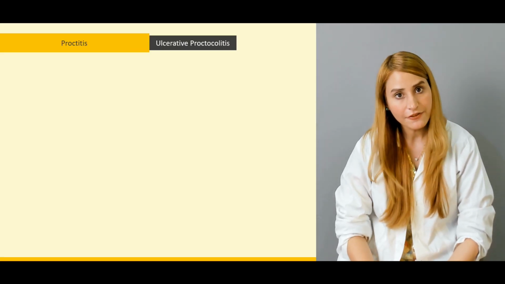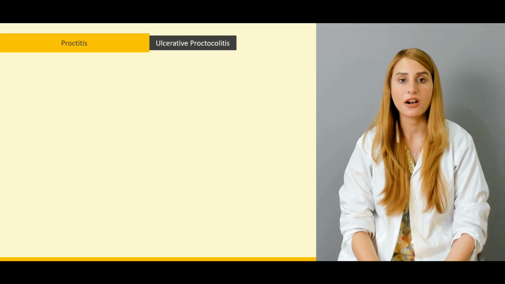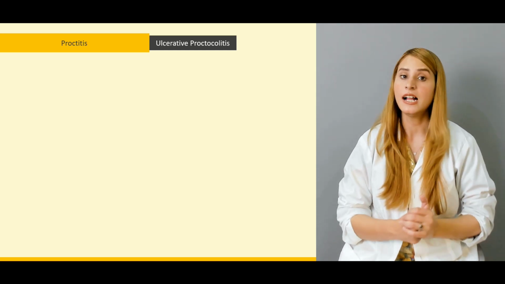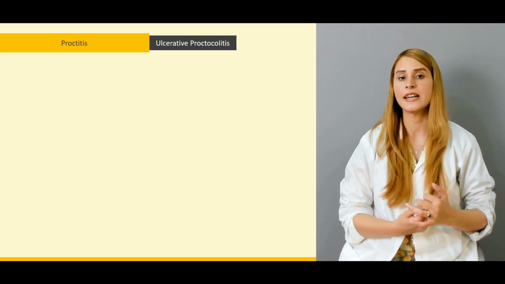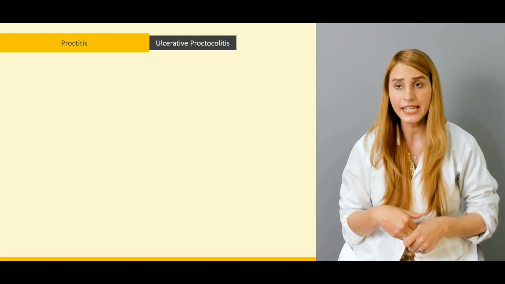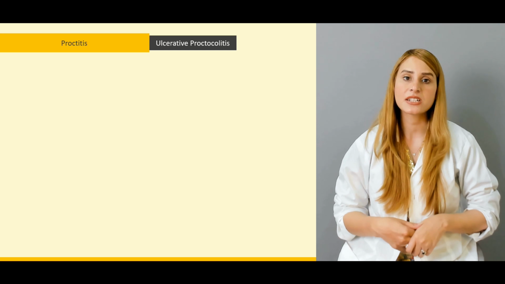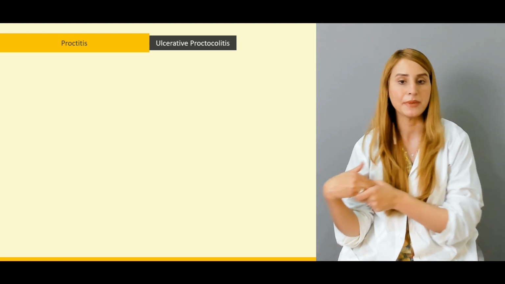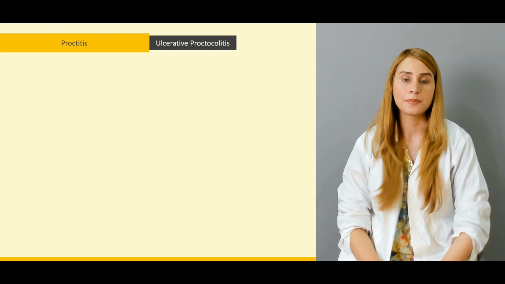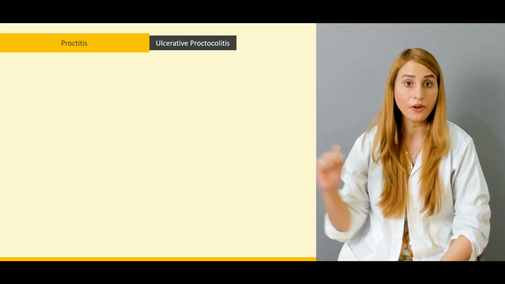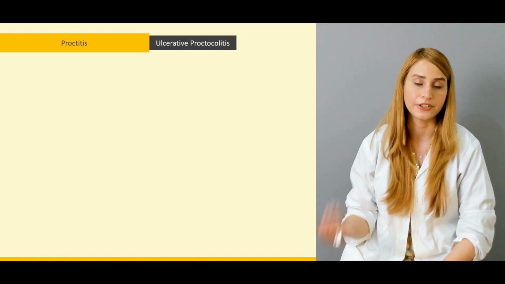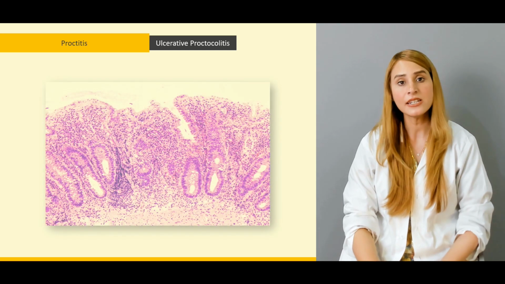The other entity we are going to discuss is proctitis. And in proctitis, there are different kinds, like the ulcerative proctocolitis, or there can be a radiation proctitis, or there can be secondary to injury, or they can be because of a Crohn disease proctitis, or they can be a gonococcal proctitis. So proctitis is actually the inflammation of the rectum, and there are many causative agents.